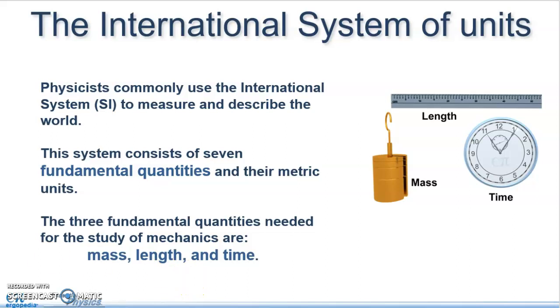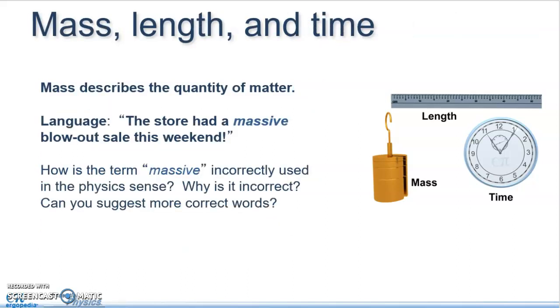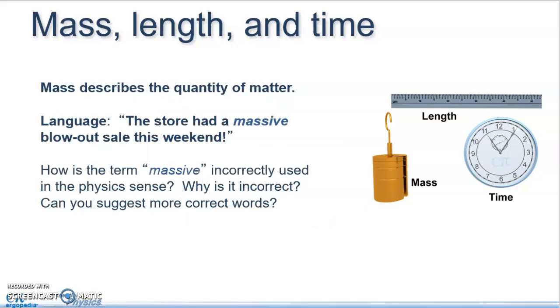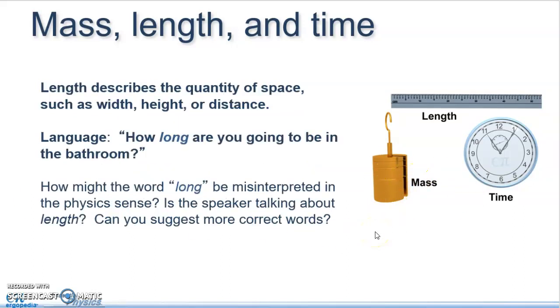All right, and in the mechanics part of physics, we're going to have to understand mass, length, and time in order to be able to do that. So, mass is the quantity of matter present, and in common language, you may see it used as, oh, the store had a massive blowout sale. So, they're trying to say large here, not that it has a certain amount of mass in a physics definition.